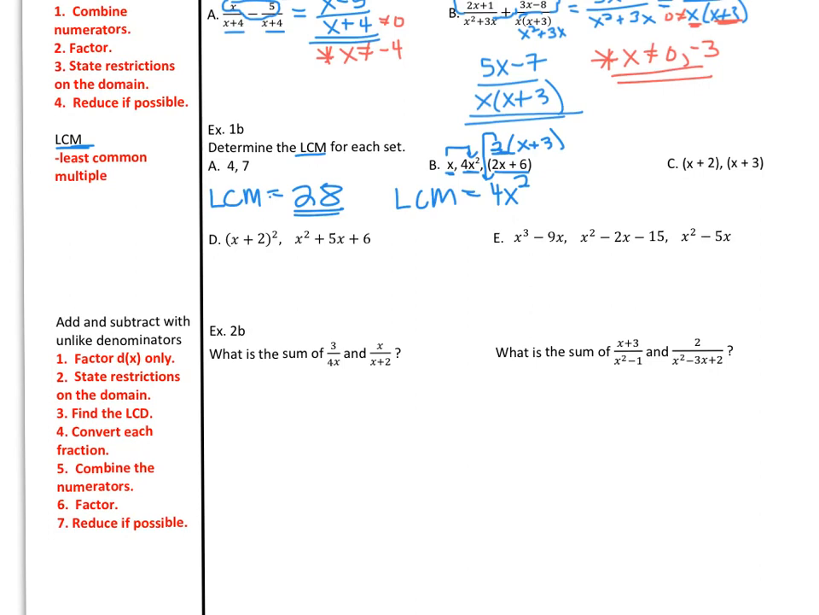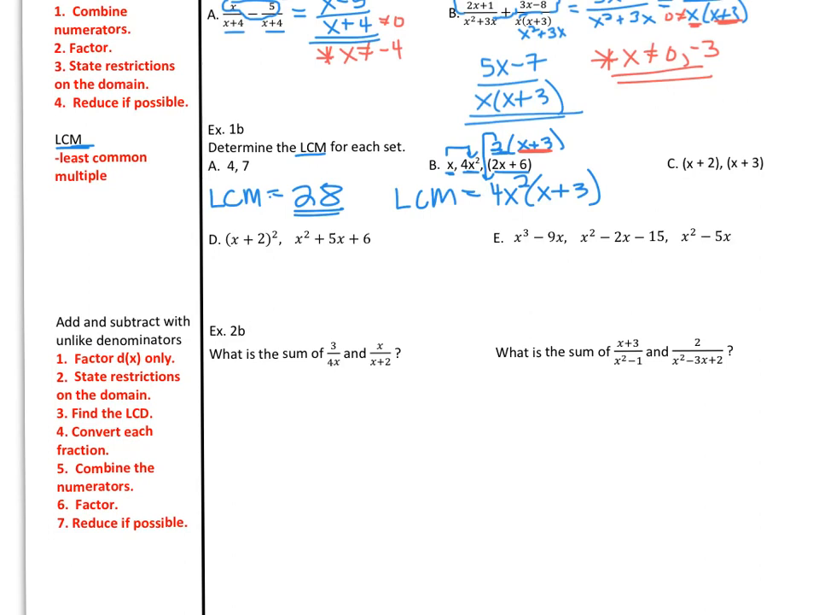Now, here's where it gets a little tricky. That x plus 3 isn't represented so far in our least common multiple. So that will have to be included. 4x squared times x plus 3 would be the least common multiple of x, 4x squared, and 2x plus 6. I know, this will take a little while to wrap our heads around, so we're just going to try and practice as many of these as we can.